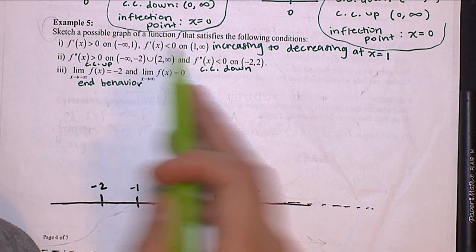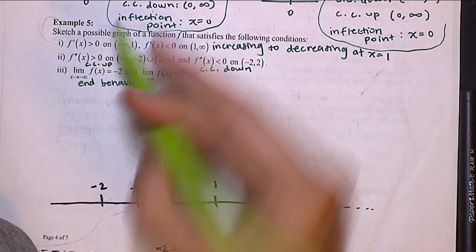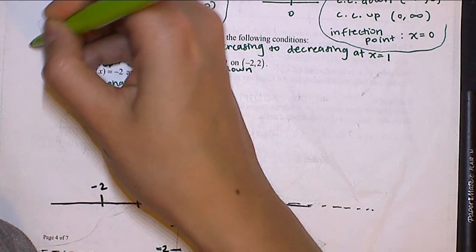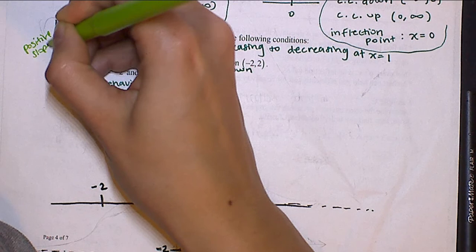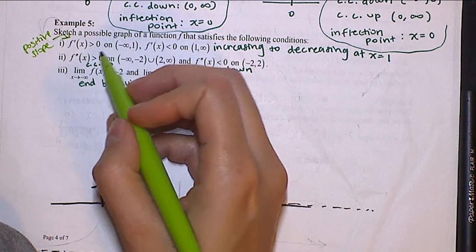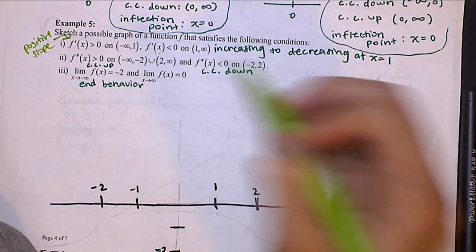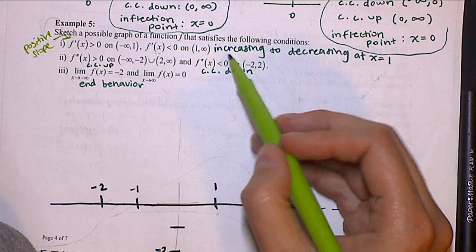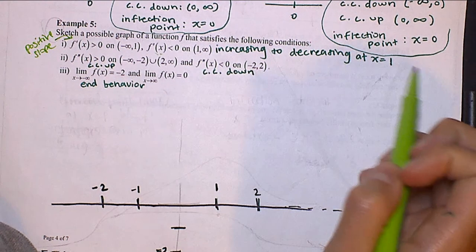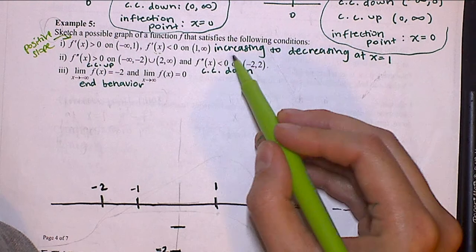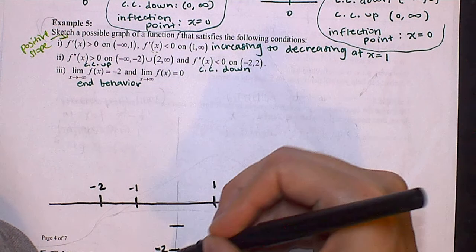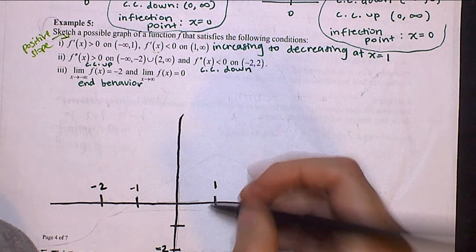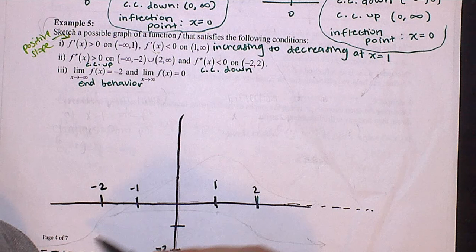So remember that f prime is going to tell you about what's happening with the slope. Slope is positive when f prime is greater than 0, and the slope is negative there. So I wrote here, to help me out, it's increasing. It goes from increasing to decreasing at x equals 1. So at x equals 1 here, it's going to change from increasing to decreasing.